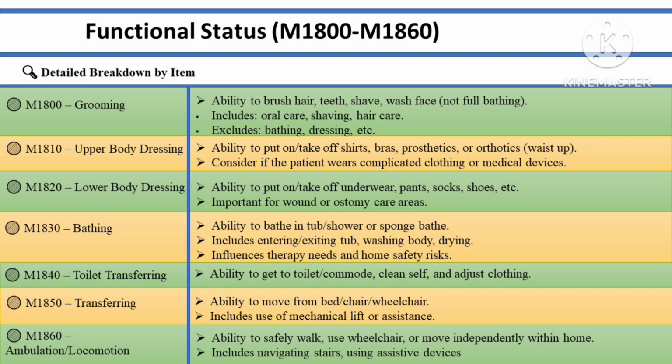M1830 bathing is the ability to bathe in a tub or shower or sponge bath. It includes entering or exiting the tub, washing the body, drying. It influences therapy needs and home safety risks. M1840 toilet transferring is the ability to get to the toilet or commode, clean self, and adjust clothing. M1850 transferring is the ability to move from bed, chair, wheelchair. It includes use of mechanical lift or assistance. M1860 ambulation or locomotion is the ability to safely walk, use a wheelchair, or move independently within the home. It includes navigating stairs, using assistive devices.